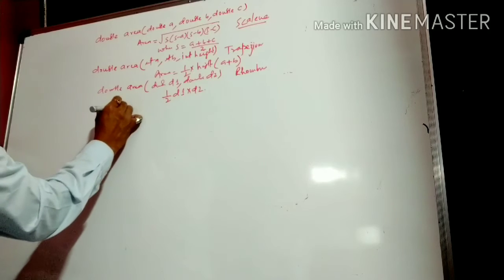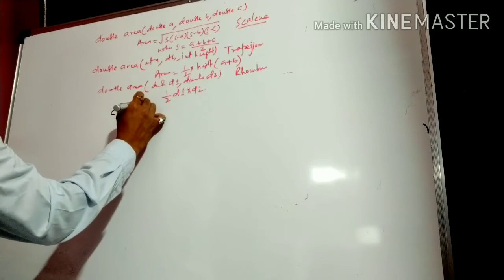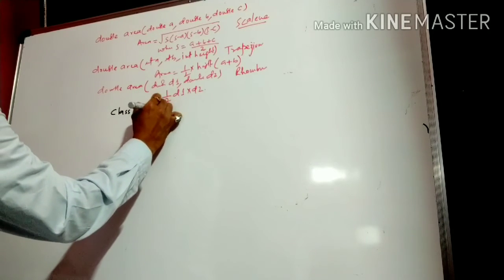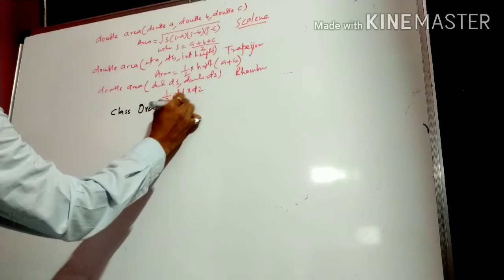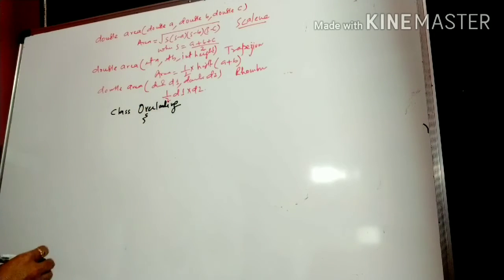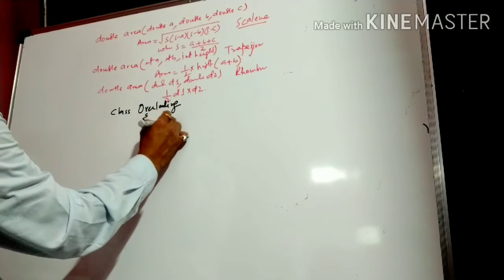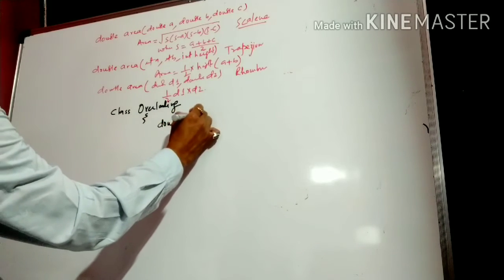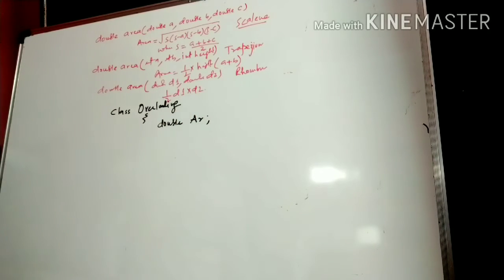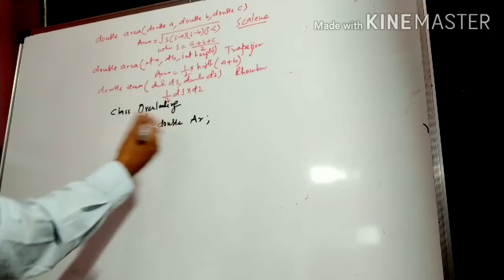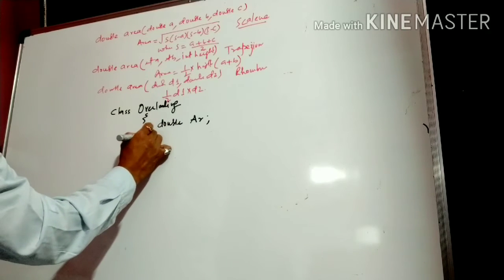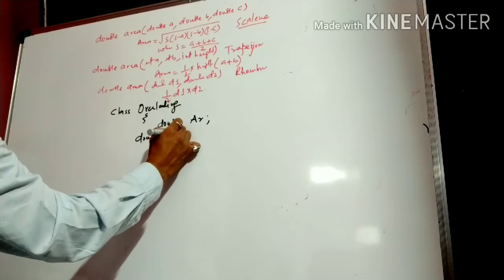Just make the class name here. This is the class name, here is overloading. If the class name is not mentioned, you can write your own class name. So what I am doing here, I am taking a double area as an instance variable, this time a little bit different. Write here double area.